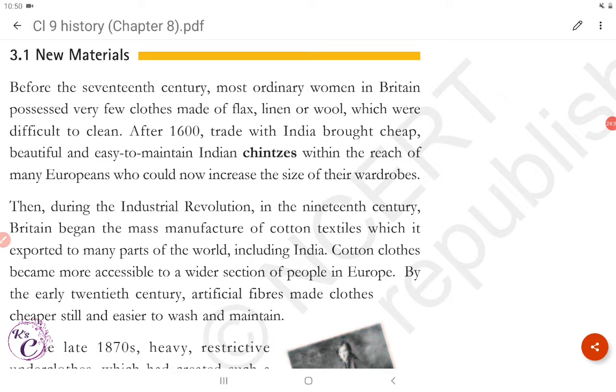3.1 New materials. Before the 19th century, most ordinary women in Britain possessed very few clothes made of flax, linen, or wool, which were difficult to clean. After 1600, trade with India brought cheap, beautiful, and easy to maintain Indian chintzes within the reach of many Europeans, who could now increase the size of their wardrobes.